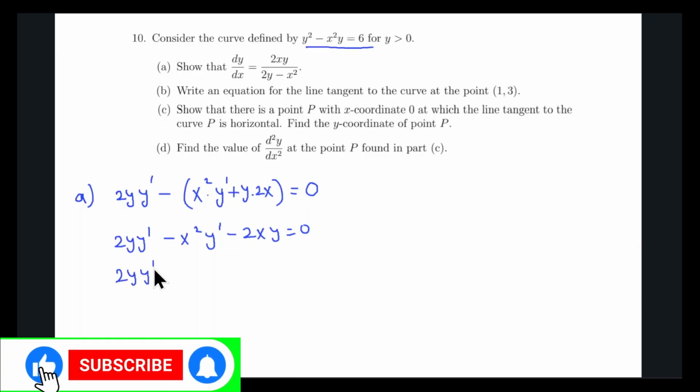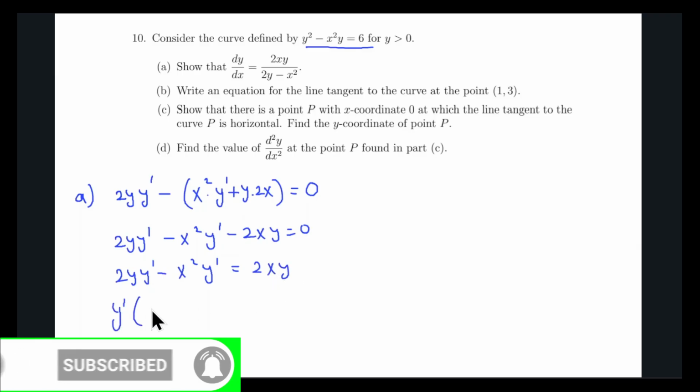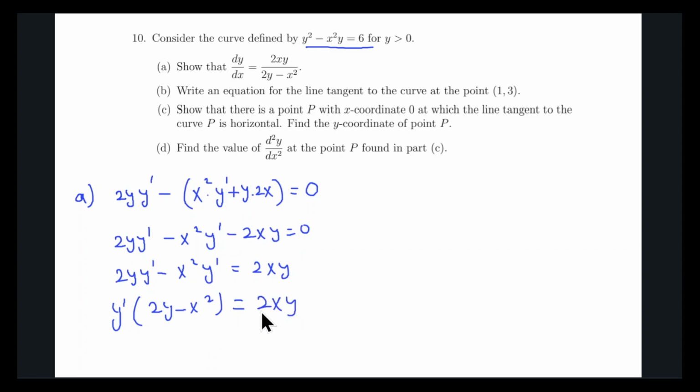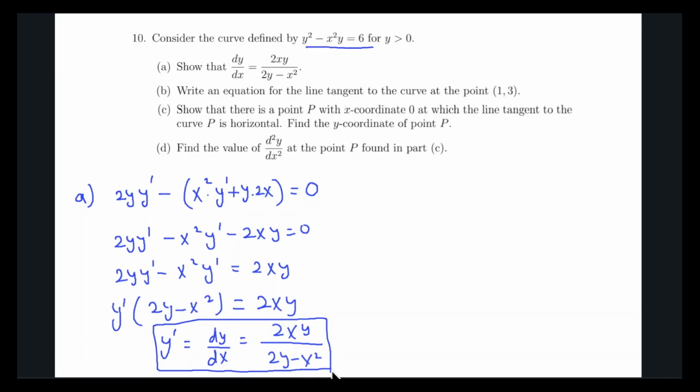So 2y prime minus x squared y prime is equal to 2xy. I'm going to take y prime as a factor. So (2y minus x squared) y prime is equal to 2xy. So y prime finally, which is also known as dy over dx, is equal to 2xy divided by 2y minus x squared, which is exactly what I wanted to prove.